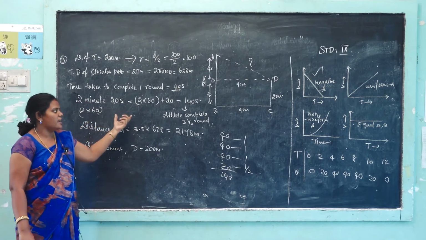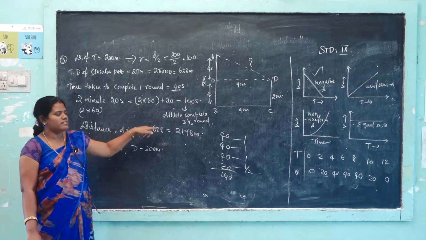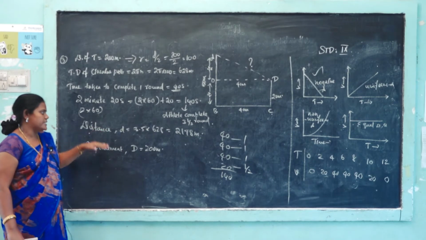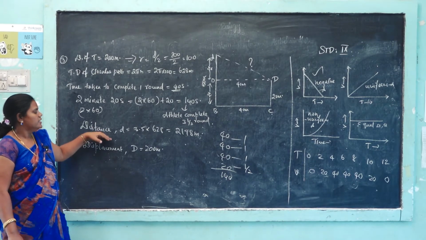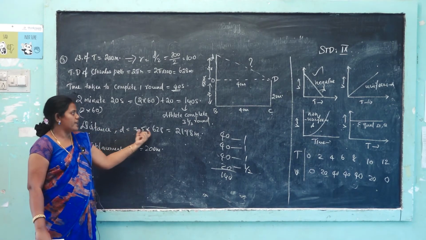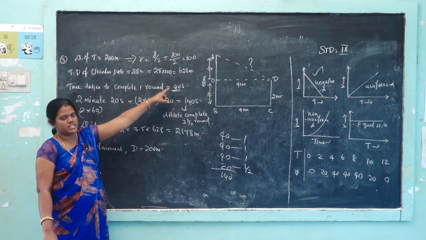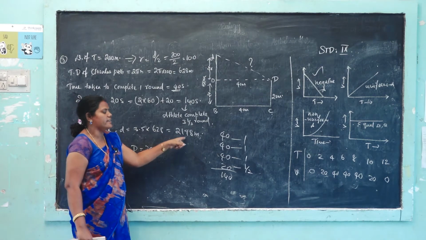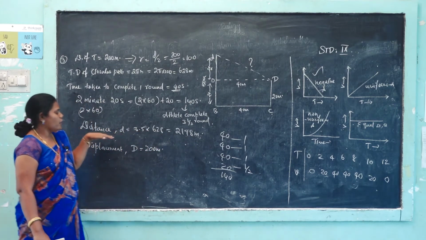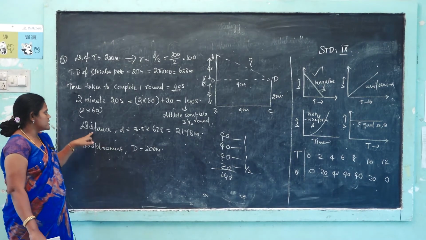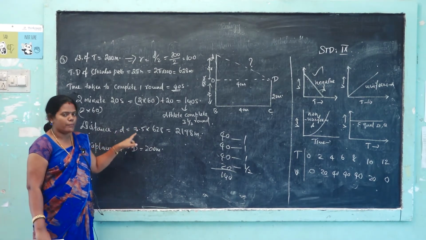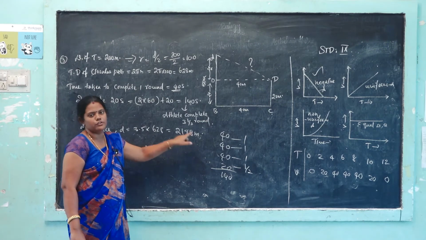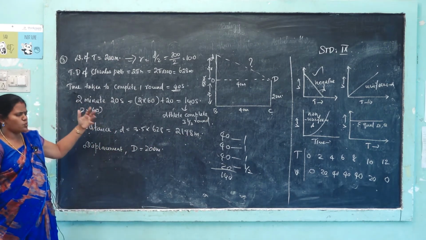In 2 minutes 20 seconds he would have gone 3 rounds. Okay, he would have run 3.5 rounds. Then now we can easily calculate the distance and displacement. How will you calculate the distance? 3.5 rounds, and one round is 628 meter. So 3.5 rounds into 628 meter is equal to 2198 meter. I hope that you understood this step. Distance D is equal to 3.5 rounds; multiplying by the distance of one round, you get 2198 meter. Okay, then distance is done.